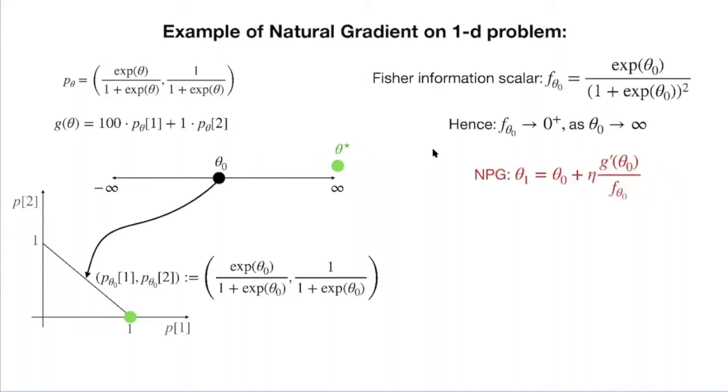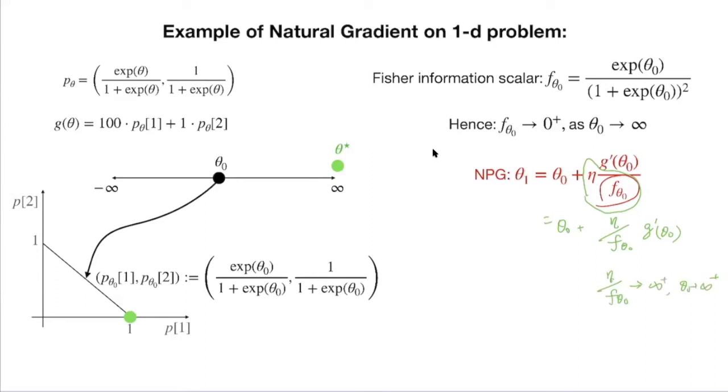All right, so this means that if we rewrite the NPG update, this is what we get: the gradient scaled by the inverse of the Fisher information scalar. In other words, this is our new gradient and this is our new learning rate. I can write this as theta 0 plus eta over f theta 0 times g prime theta 0. Again, I scale my learning rate using the Fisher information scalar. When theta approaches the optimal solution, my Fisher information scalar approaches 0, which means my learning rate is pretty big. So eta over f theta 0 approaches infinity when theta 0 approaches positive infinite.